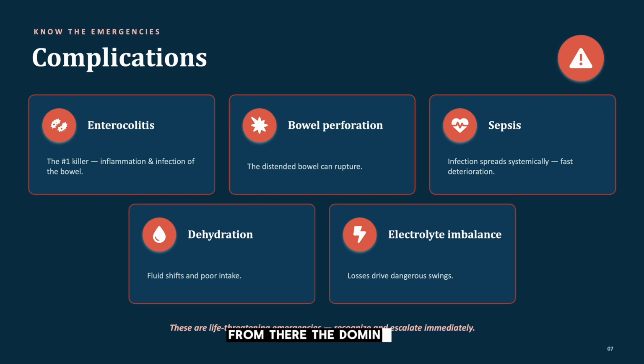From there, the dominoes fall. That distended bowel can perforate, and bacteria and toxins cross into the blood. You get sepsis, fast deterioration. Fluid losses drive dehydration. Those losses drag electrolytes with them, so you get dangerous electrolyte imbalances on top of everything.